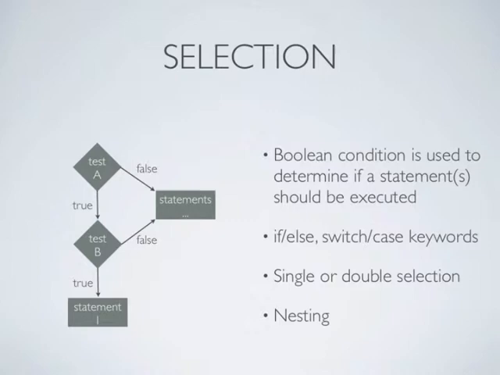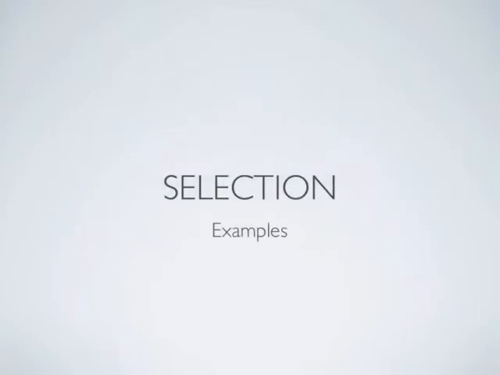So here in this little diagram, test A is evaluated first. If test A is true, then we go on and we perform test B. If test B is true, then we go on and execute statement 1. If either test A or test B are false, then we go and we execute some other statements somewhere else that do something else. So nesting can be quite an interesting little subject too. So now let's go ahead and take a look at some of the actual code that will let us create selection structures and see some different examples of things that we can do with them.